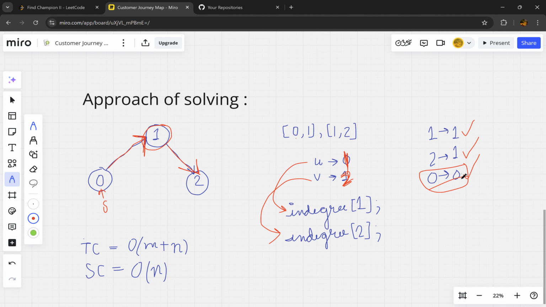In that case that node will be champion, and the other n minus 1 will be our weaker teams. Also, in this particular question, our time complexity would be O of m plus n and our space complexity would be O of n. So, hope it clears. Let me write a code.